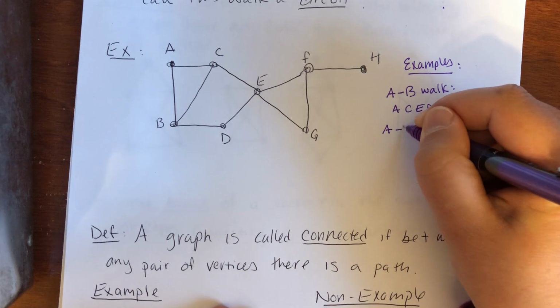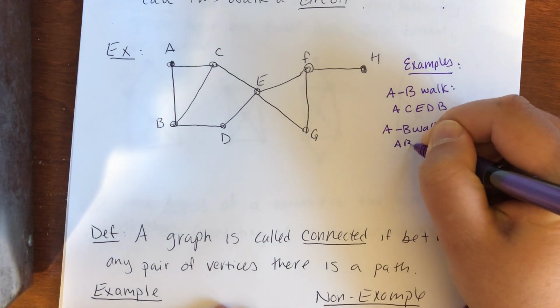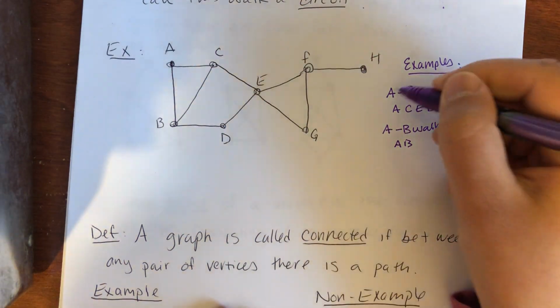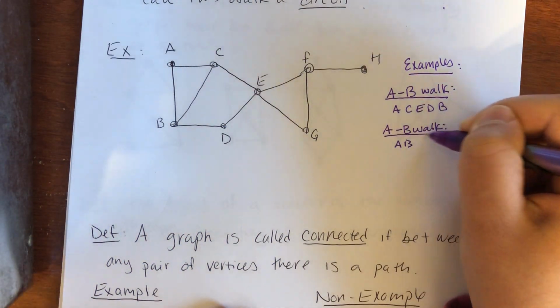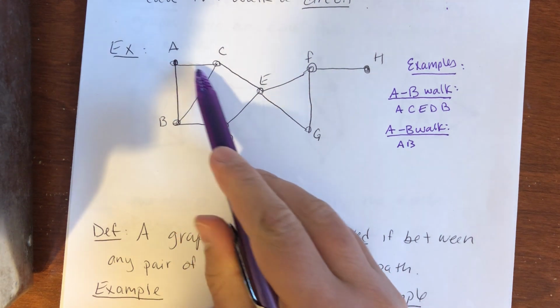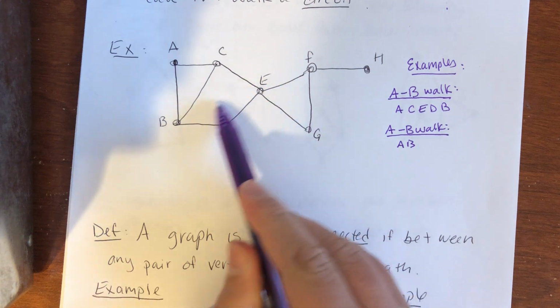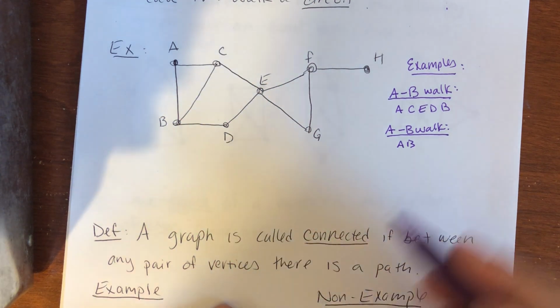Another A-B walk would be a simpler one. Just go straight from A to B. There's an edge between them, so that counts as an A-B walk. Something that I couldn't do for an A-B walk is something like A to C to E to B. That's not allowed because there's no edge connecting E to B.